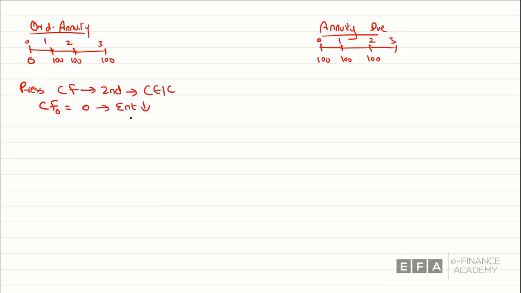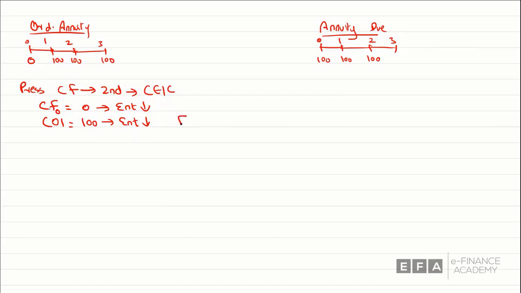And then you press down. You see cash flow 1. Right after cash flow 0, you will find in the calculator cash flow 1. How much is our cash flow 1? It's 100. We will press 100 followed by enter. So get used to pressing enter always. And then we go down.